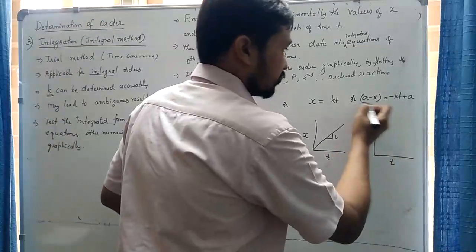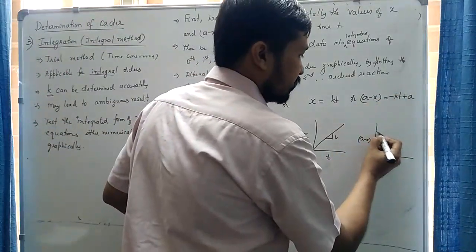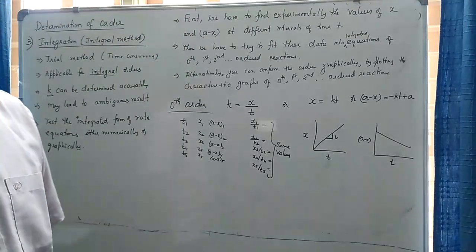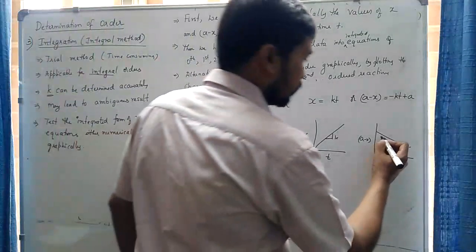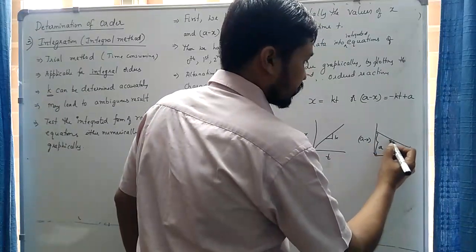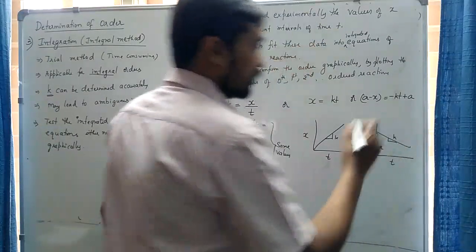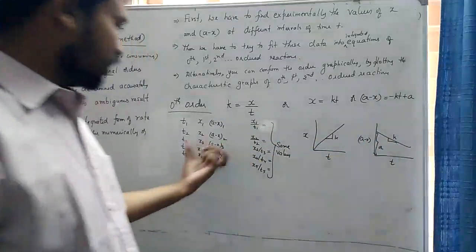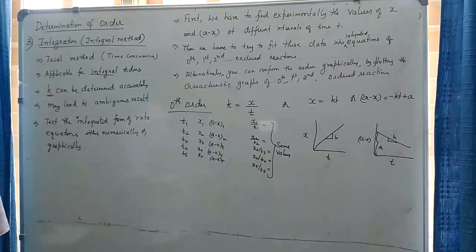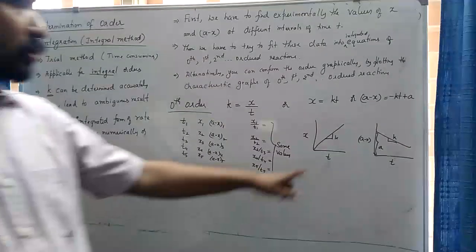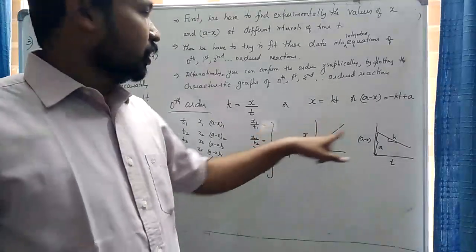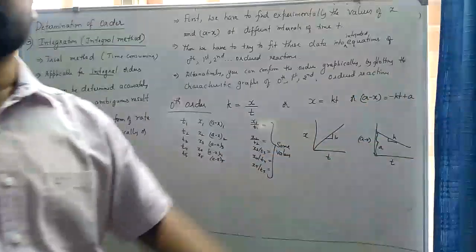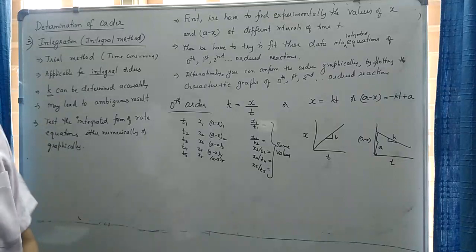Alternatively, a minus x versus t, according to this equation, should be a straight line with a negative slope and a definite intercept. The value of this intercept is the initial concentration a, and the slope gives the rate constant. So if you get this characteristic graph from this data, it means that it is a zeroth order reaction. Suppose you do not get this characteristic graph, it immediately means that it is not a zeroth order reaction.